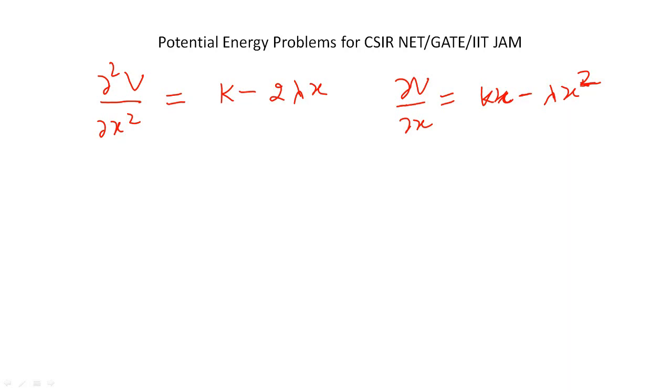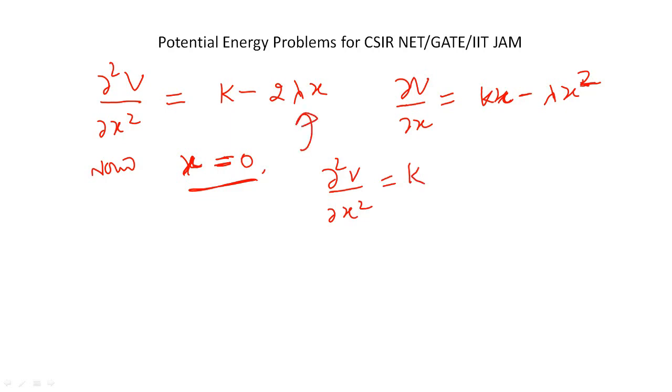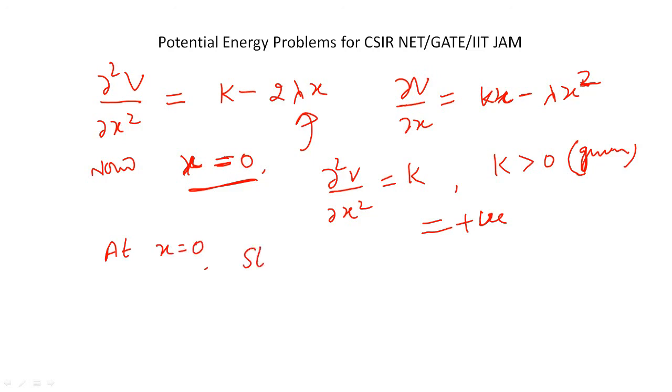Now your first point was x equal to 0. When we write x equal to 0, then you see that del 2V over del x2 is equal to k in this relation, and because you know that k is greater than 0, it is given already, so it will be positive. That means at x equal to 0 the condition will be a stable equilibrium.